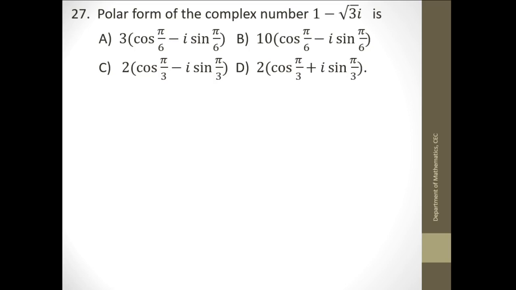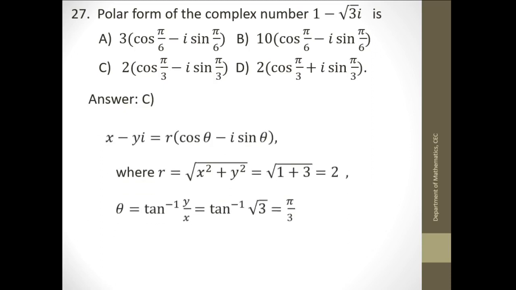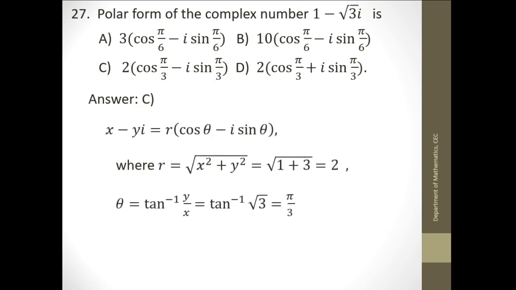Here x minus iy. The concept here is x minus iy is r into cos theta minus i sin theta. To find r, square root of x square plus y square. So 1 plus root 3 square is 3. So square root of 4 is 2. And to find theta, tan inverse of y by x, tan inverse of root 3 by 1.